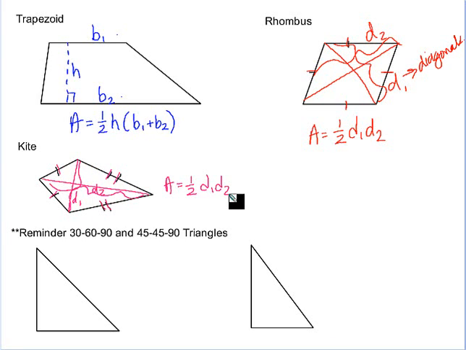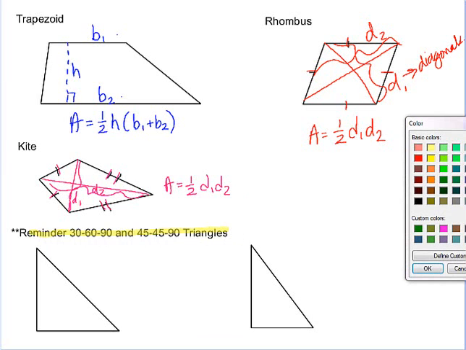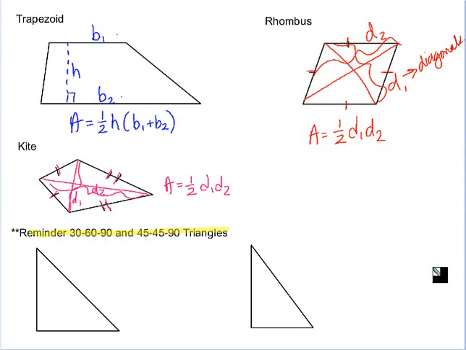Now, when we are finding areas, there will be times when we are going to need to remember our 30, 60, 90 and our 45, 45, 90 triangles in order to find the areas correctly. So this is a quick refresher for you. So this first triangle, let's say this one's our 45, 45, 90. Our two legs are then congruent because it's isosceles. So our two legs we can call x, and then our hypotenuse is x times the square root of 2.